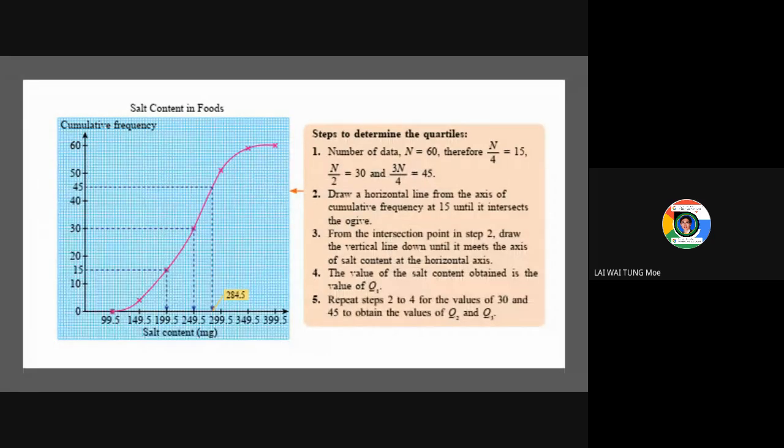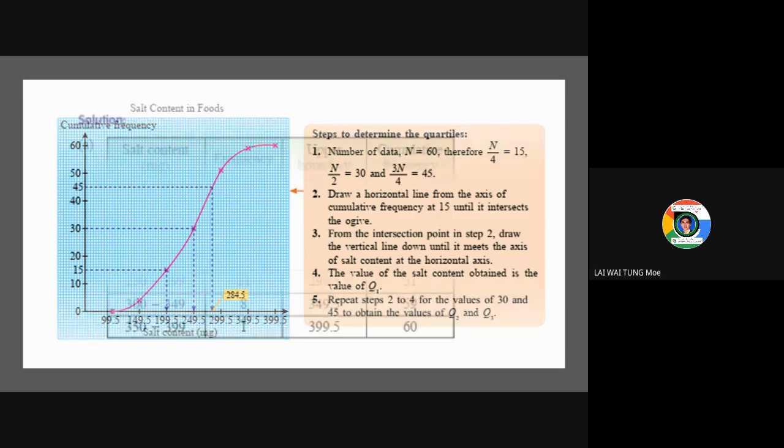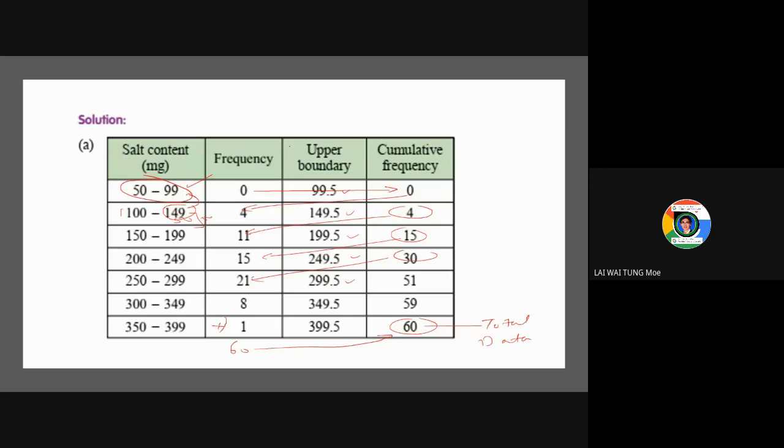You can start to construct your OGIF, where your x-axis is referring to your upper boundary. Start from 99.5 until 399.5. You notice that it actually comes from here. And then the cumulative frequency, you use this one to plot on the y-axis. So we only use these two columns to construct our OGIF.